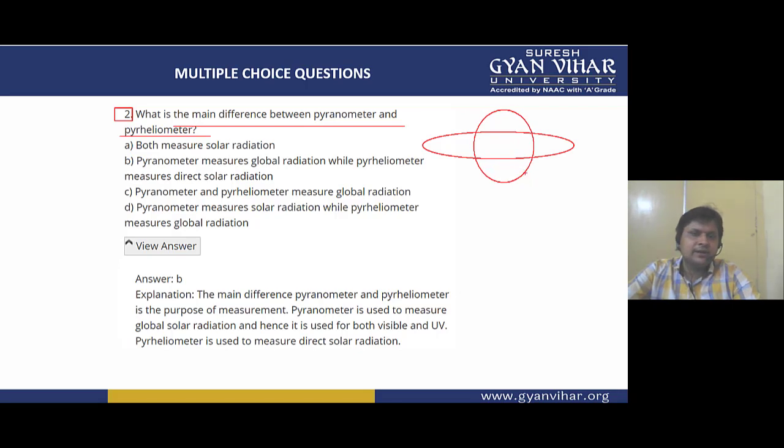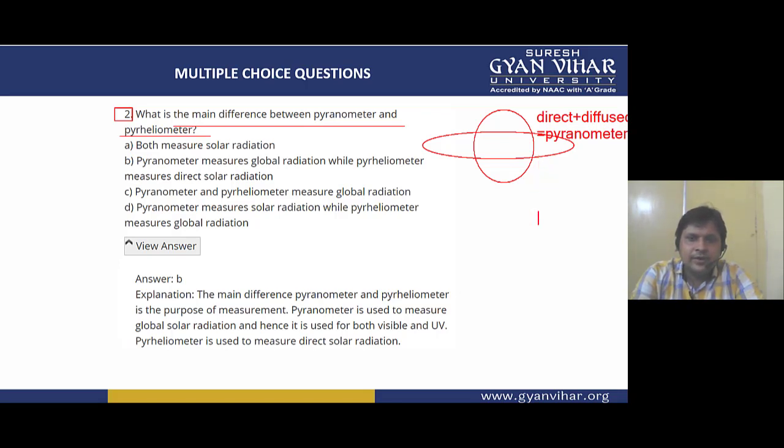It looks like something like this, and it measures both the direct as well as diffuse radiations. It measures direct plus diffused. This is measured by what? This is measured by your pyranometer, as we have already discussed before also.